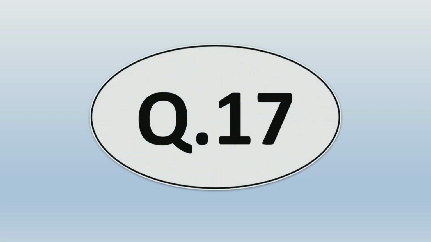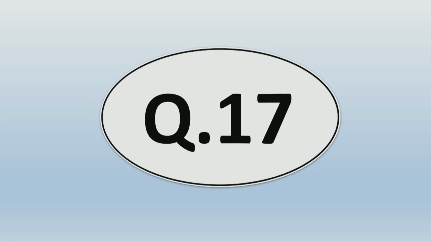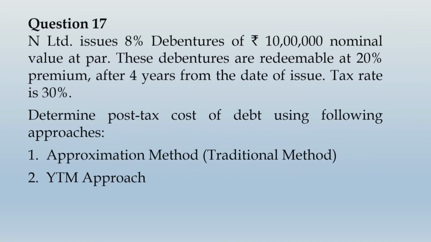I want all of you to mark question number 17 as very, very important. Let me read this question for you. N Limited issues 8% debentures of rupees 10 lakhs nominal value at par. These debentures are redeemable at 20% premium after 4 years from the date of issue. Tax rate is 30%. Determine post-tax cost of debt using the following approaches.